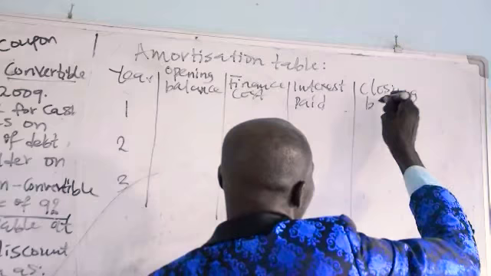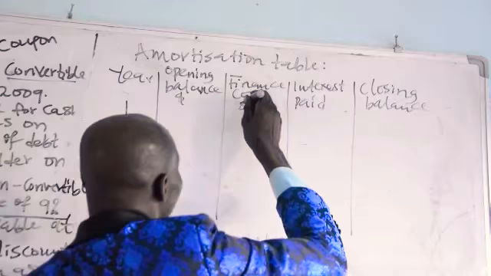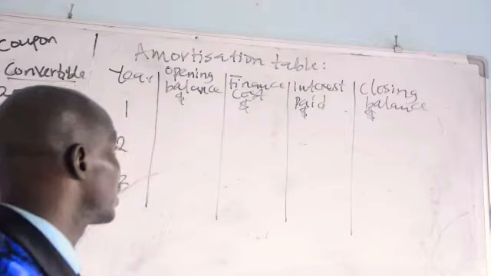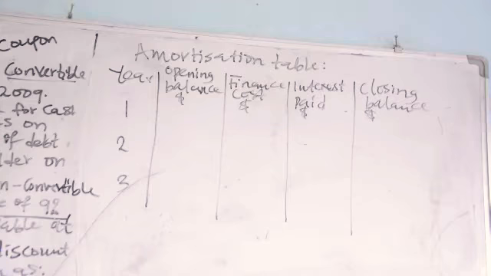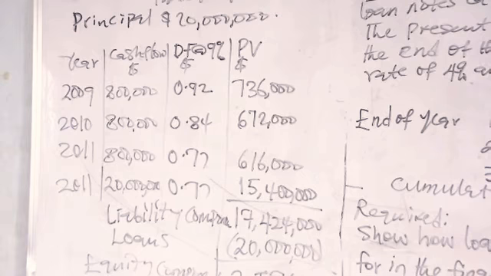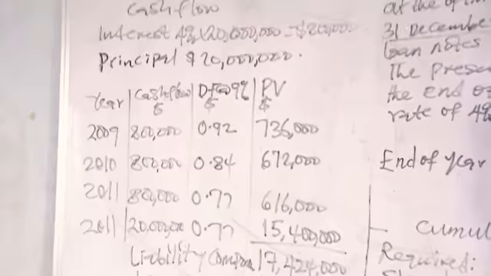This interest paid will be constant unless you are given different rates. Maybe the coupon rate in year one is 10%, that of year two 11%, year three 12%. So that means it can vary. Otherwise, it will be constant. So to apply the amortization table, the liability component is 17,424, let me add three zeros, 17,424,000.